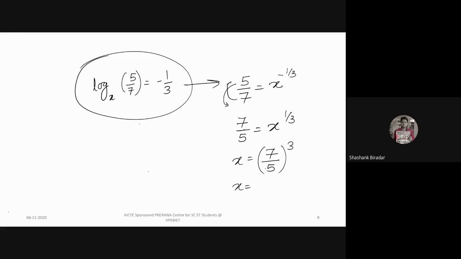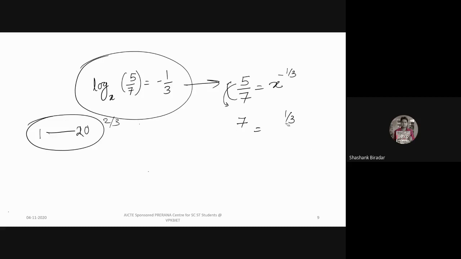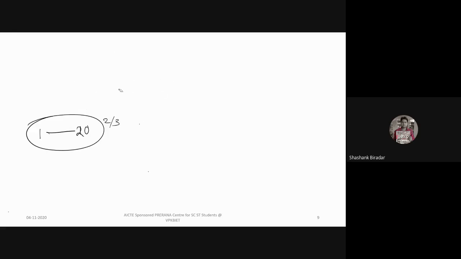Now here you should know the cubes and squares of some important numbers, at least the squares and cubes from 1 to 20. The square of 7 is 49, the cube is 343, divided by 125. So the first answer is correct, option 343 divided by 125. Agreed? Understood? For solving such problems, you must know the rules of logarithms. Now we will take one more simple example.